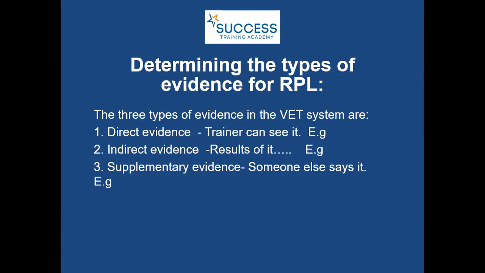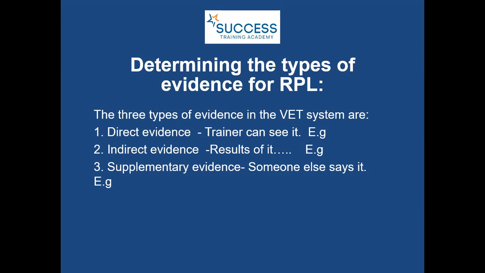Now, third, we've got supplementary evidence. Now, that essentially would be when someone else says that they did it, okay? E.g. a third-party report or a position description or a letter from a supervisor or something like that. Okay, so direct evidence is when the trainer themselves, or the assessor, can actually watch the person do it. Okay, now indirect evidence is when we see results of it. And third, supplementary evidence is when we hear from someone else that that person has done it.